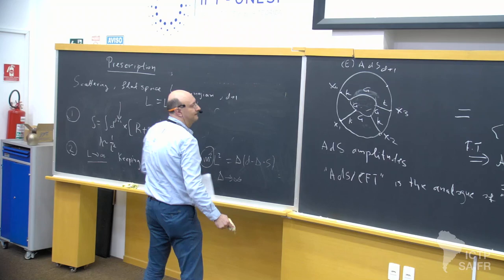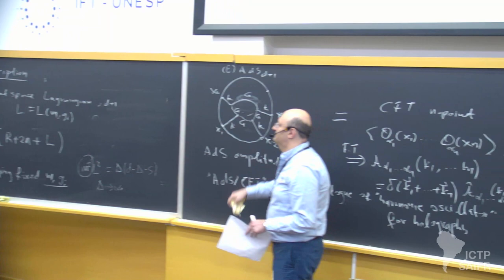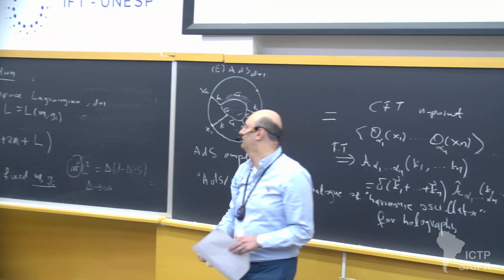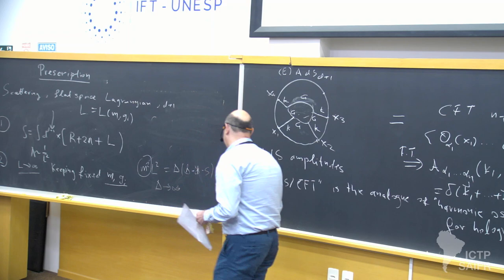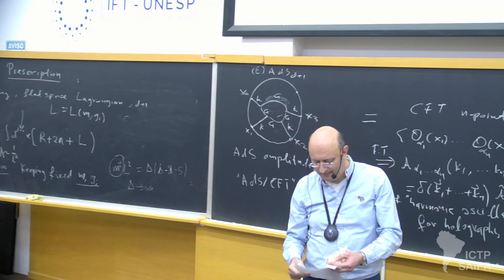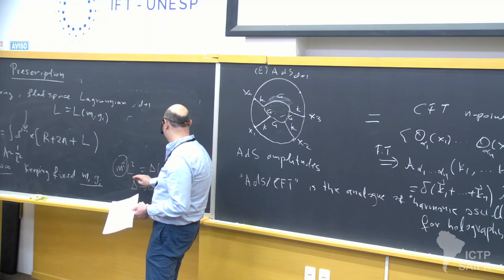Okay, so now we have, starting from that action, it should be delta minus d, yes. So they both go to plus infinity. So now I want to understand how that limit affects the various pieces that enter here.